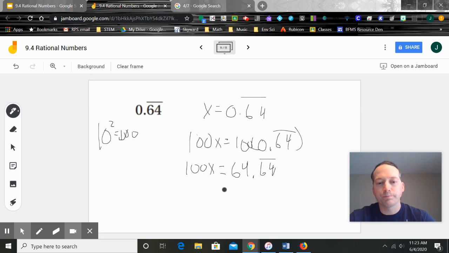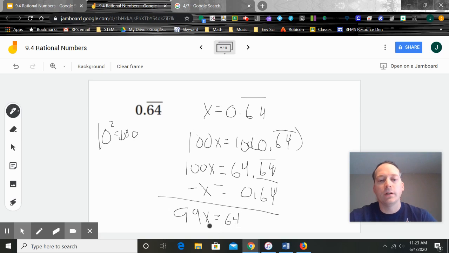64.64 repeating. So now I subtract the original from that. You notice there's lots of 9s and 99s and all that. It's just going to keep happening. So this will become 0.64 repeating. Subtract them, I get 99x. And then that equals 64. Because these 64 and those 0.64 keep repeating on, and they keep subtracting each other out.